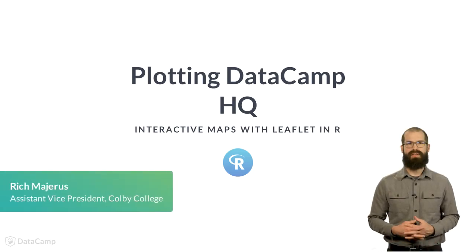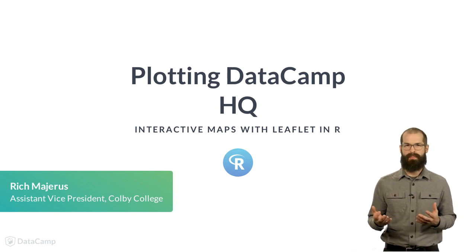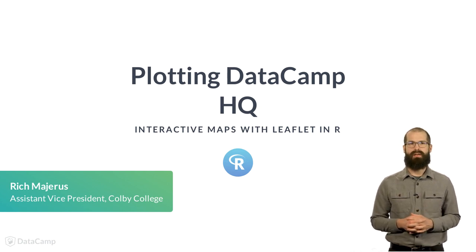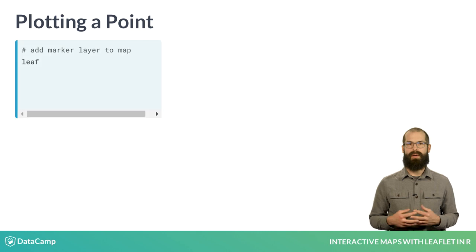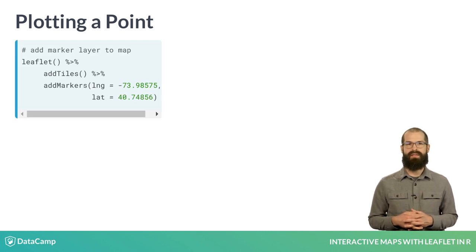We've been creating maps with a single layer, a base map. To plot data on our maps, we can add layers to the base map, similar to how you add a layer in ggplot2. One of the most common layers to add are location markers, which you can add by piping the result of addTiles into the addMarkers function.